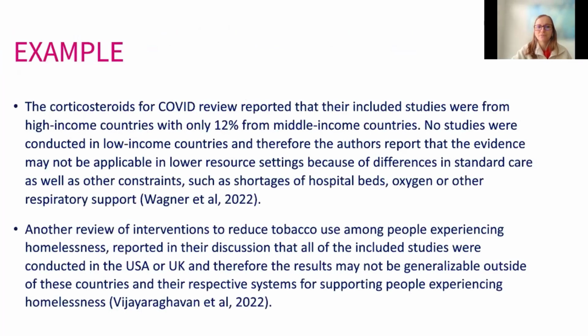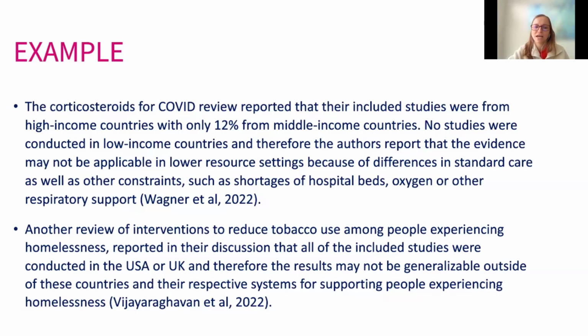So for example, the corticosteroids for COVID review reported that their included studies were mostly from high-income countries. So they had a small percentage from middle-income countries, and none of their included studies were from low-income countries. So they reported in the review that these results might not be applicable to lower resource settings because the intervention might actually work differently there, because there could be differences in standards of care, but there could be other constraints like differences in availability of oxygen or respiratory support within the hospitals. They could have differences in availability of hospital beds. So they're able to comment that there might be a difference in the intervention here because of the setting and the context of the intervention.